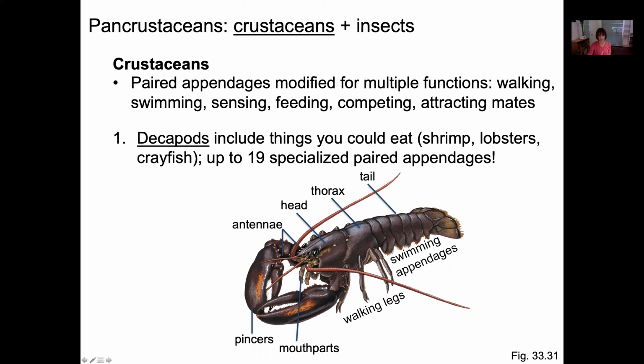Okay, and you can see the segments here, and you can see that in contrast to something like an earthworm and an annelid worm, where the segments are all identical to each other, each of the segments that make up the body of this example lobster are distinct from each other, so each one is slightly different.